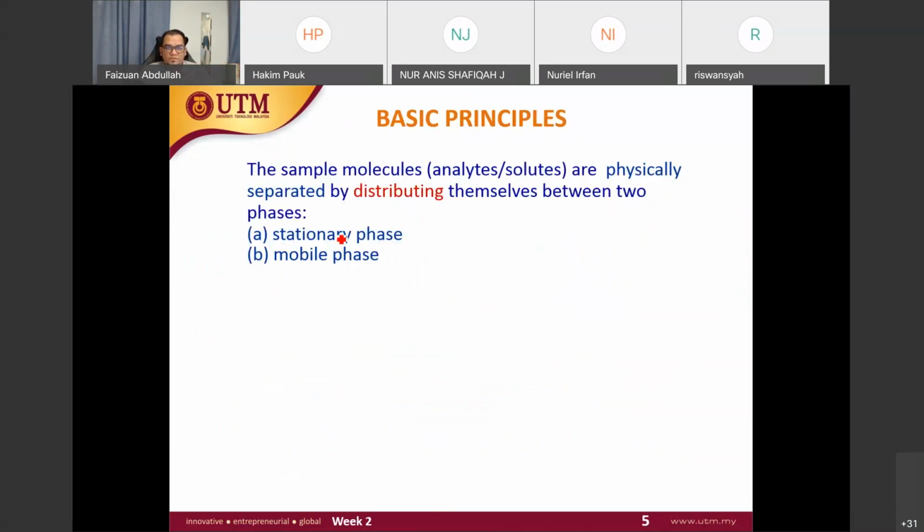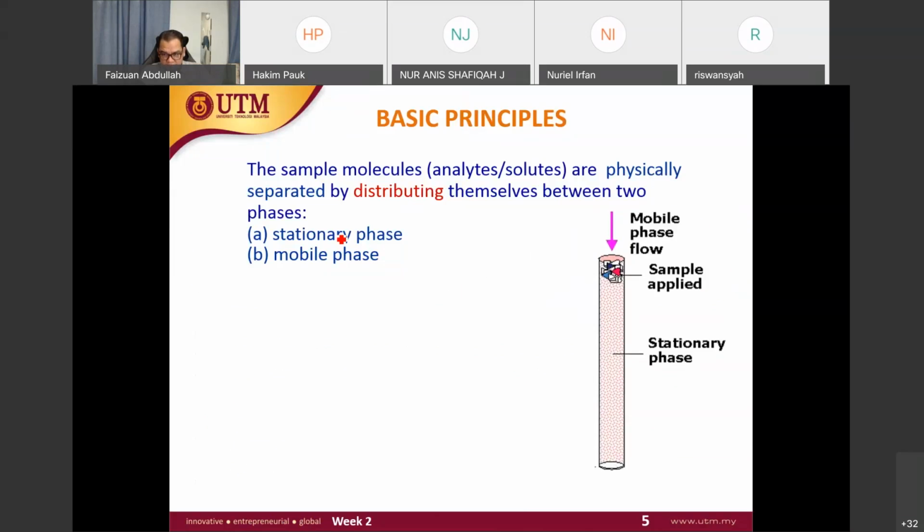So the basic principle: the sample molecules, analytes or solutes are physically separated by distributing themselves between two phases, the stationary phase and the mobile phase. That is a packed column. For example, this is a calcium carbonate packed column. It is the stationary phase, and we have our sample there.